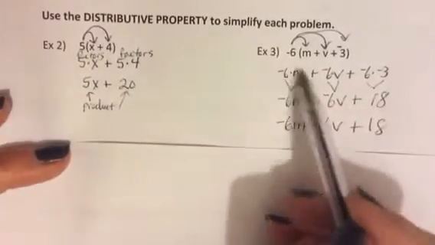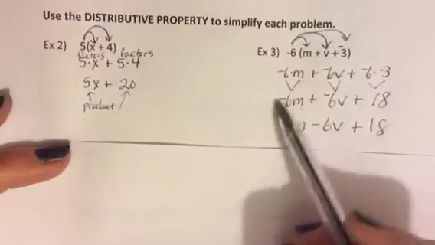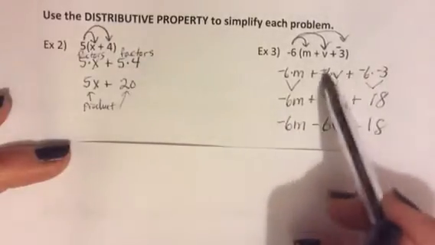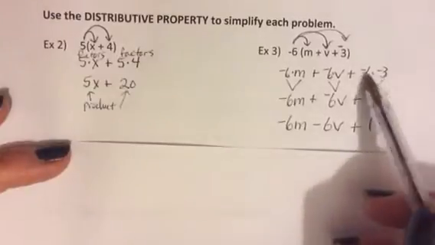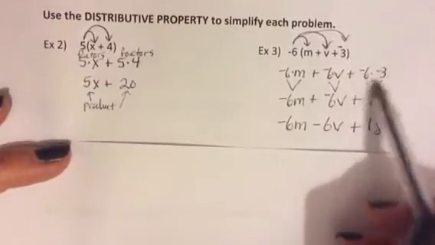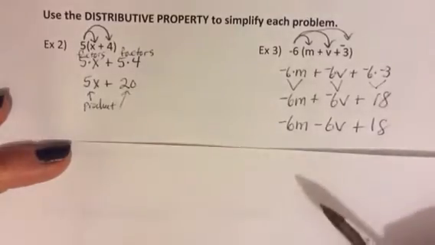Our factors up here, negative 6 and m, product right there. Factors negative 6 and b, product right there. Factors negative 6 and negative 3, product right here, positive 18.